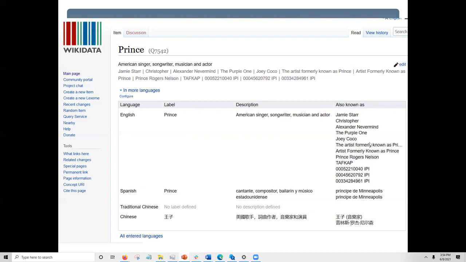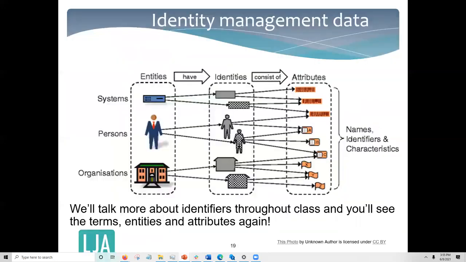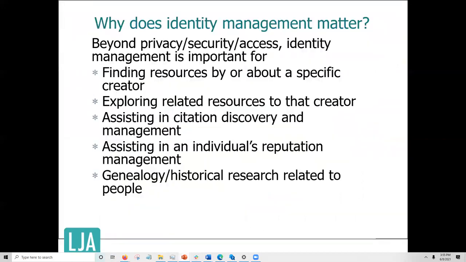We also have a bunch of other names he's known as. Again, those are some more attributes. And then we have some numbers down here. So these would be his identifiers that are going to link to specific pieces of data about him. Again, those are attributes. We're going to talk much more about identifiers throughout class, and you are going to see the terms entities and attributes again and again, probably. So that's going to be something that we're really going to be talking about.